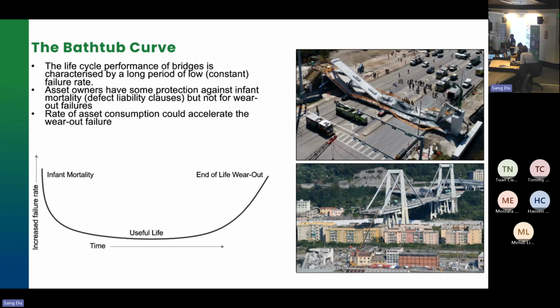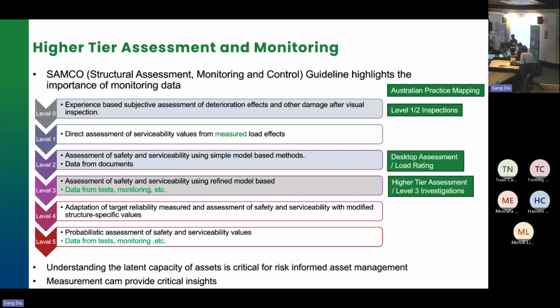But now, with the old assets and the constant demand for oversized, overmass vehicles, we're getting very close to this end-of-life wear-out failure, and we don't know where the cliff is. Every now and then we see bridges collapsing. This is the one in Italy some years ago, and not every one of them makes the news. There are a lot of bridges that keep collapsing here and there.